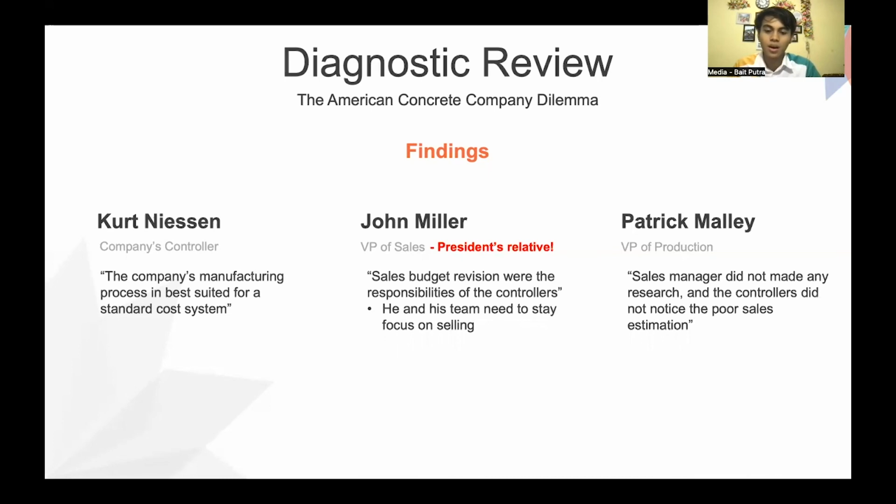John Miller says that it is not his responsibility, but rather Kurt's and Patrick's responsibility to make the budget, since Kurt is the one who controls the costs of production, and Patrick is the VP of production. While in the other area, Patrick, as the VP of production, says that the sales manager did not do any research and the controllers did not notice the poor sales estimations. So it's pretty much throwing rocks at each other, and it is a bad system.